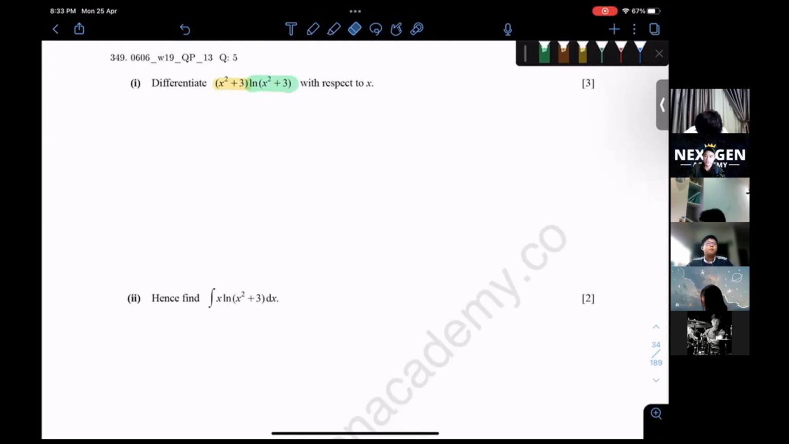Don't know. Suki, what rule should you use here? I think it's the product rule. Okay, very good. It's a product rule, because it's a function times a function. So you can see here the u and the v.